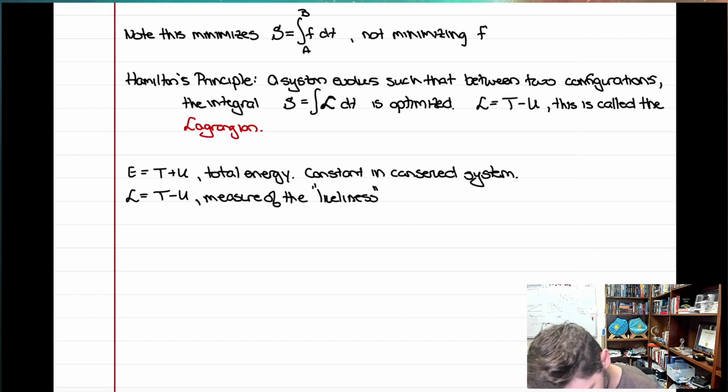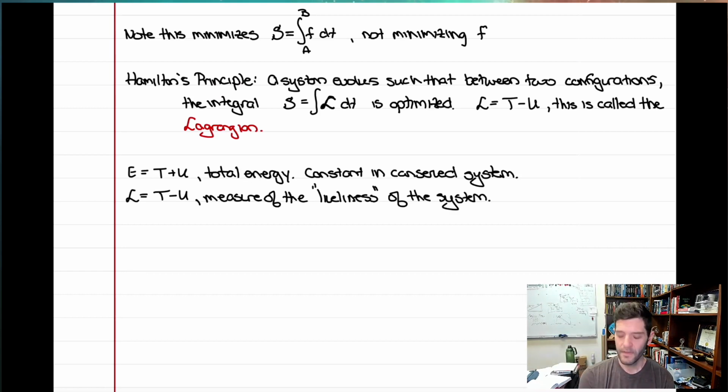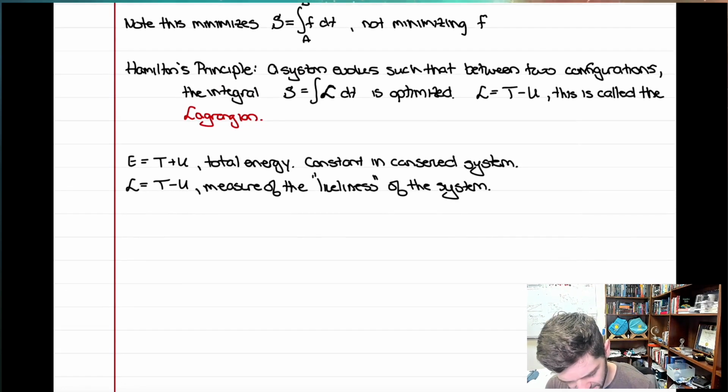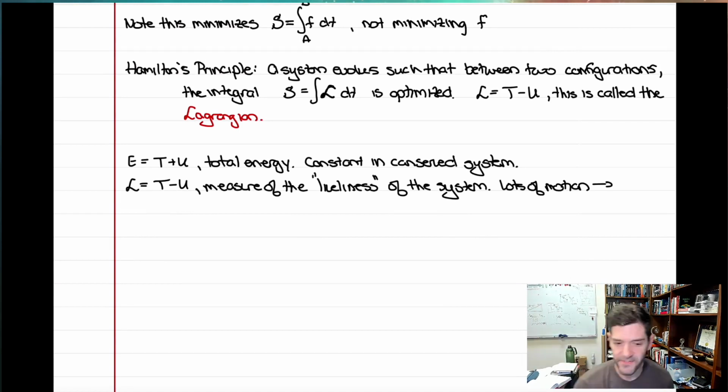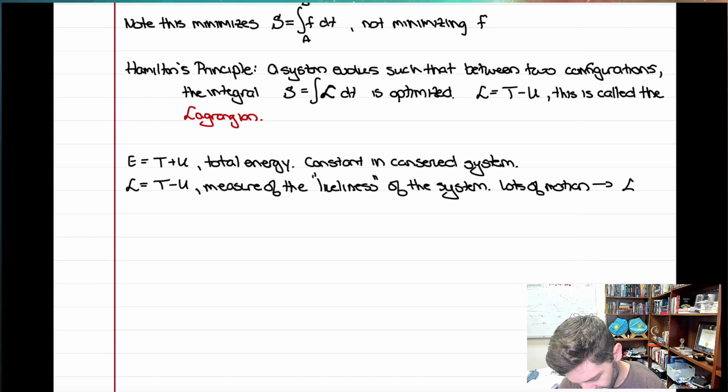Maybe liveliness, in quotes, of the system. Because if you think about it, if you have a system where there is lots of motion going on, well, lots of motion is going to imply a large kinetic energy. That's going to imply that L is large in this case. The Lagrangian is large.